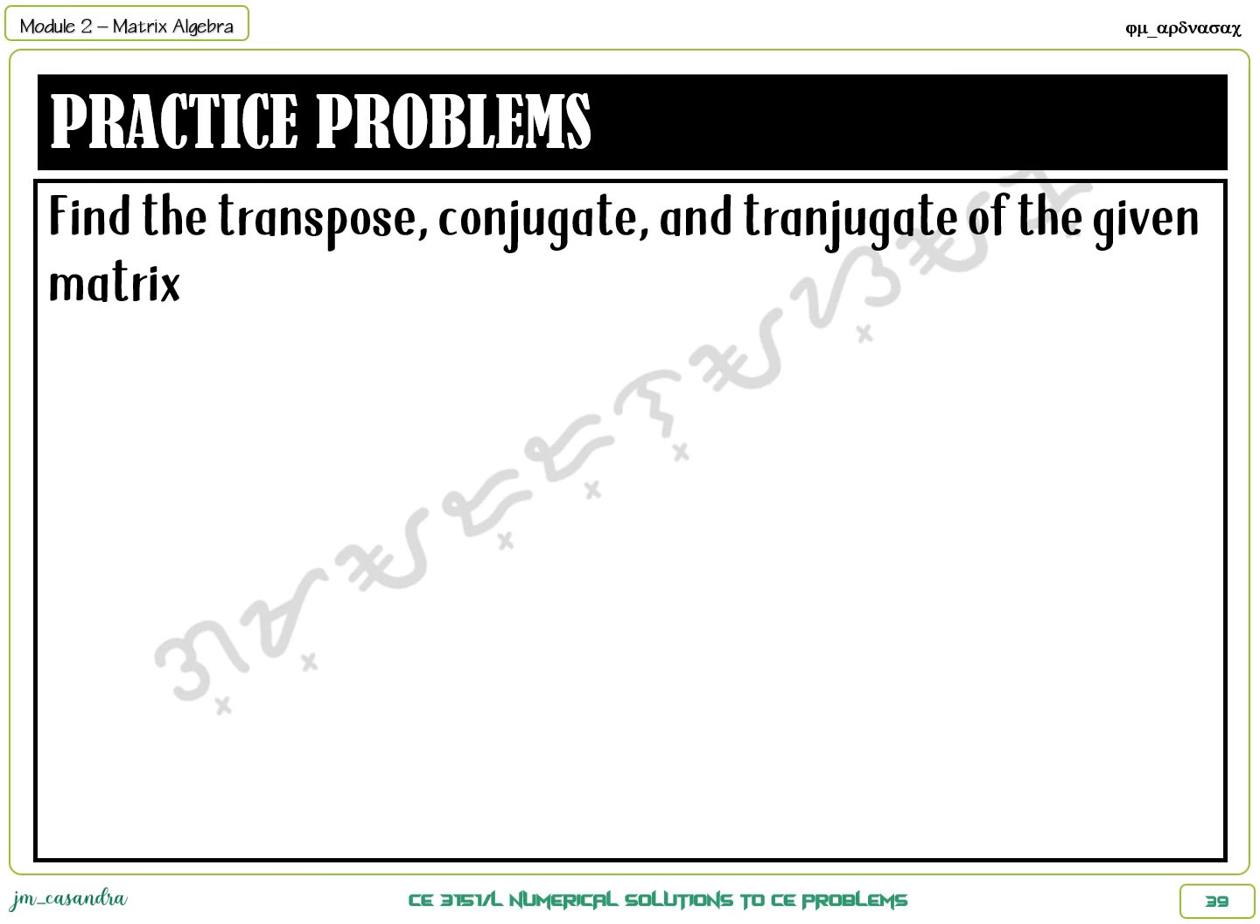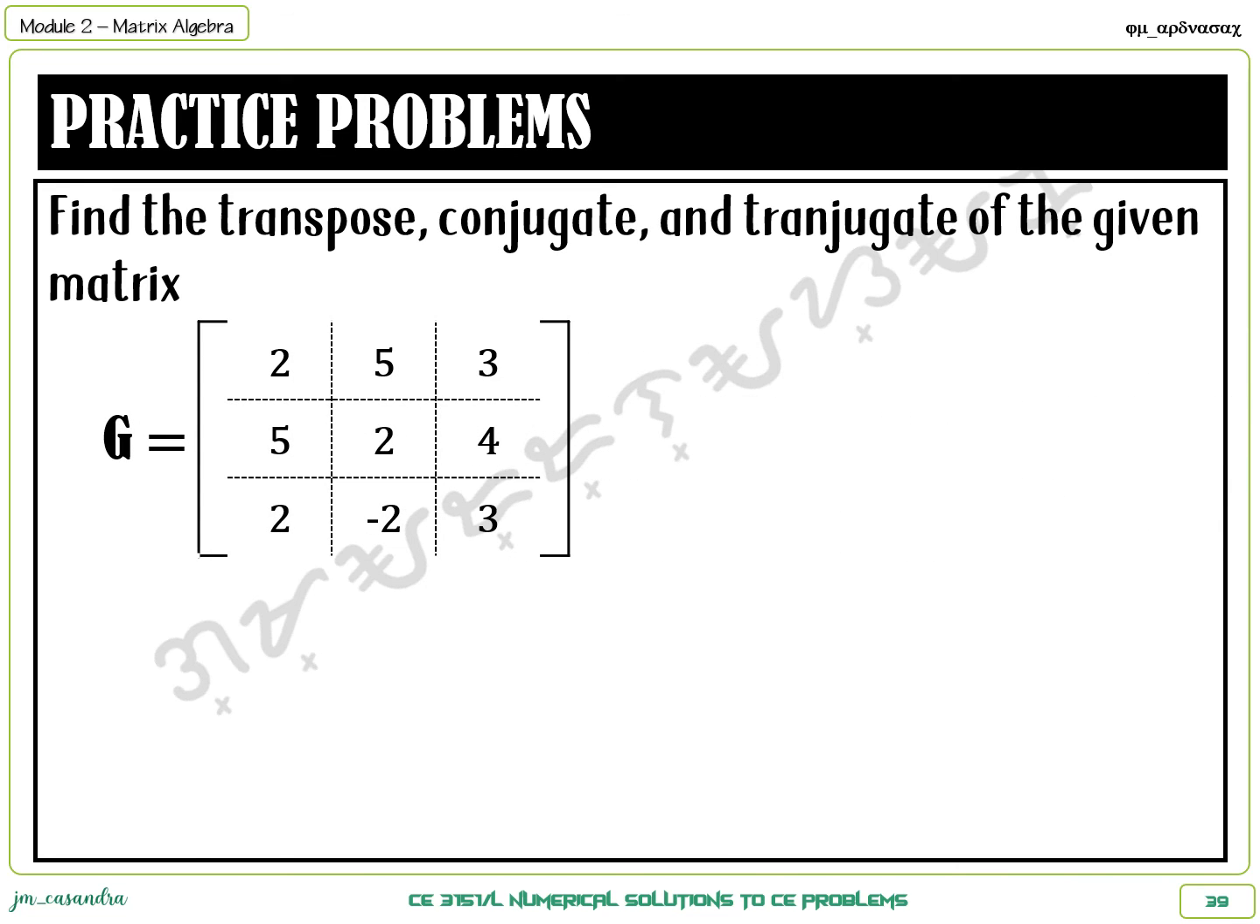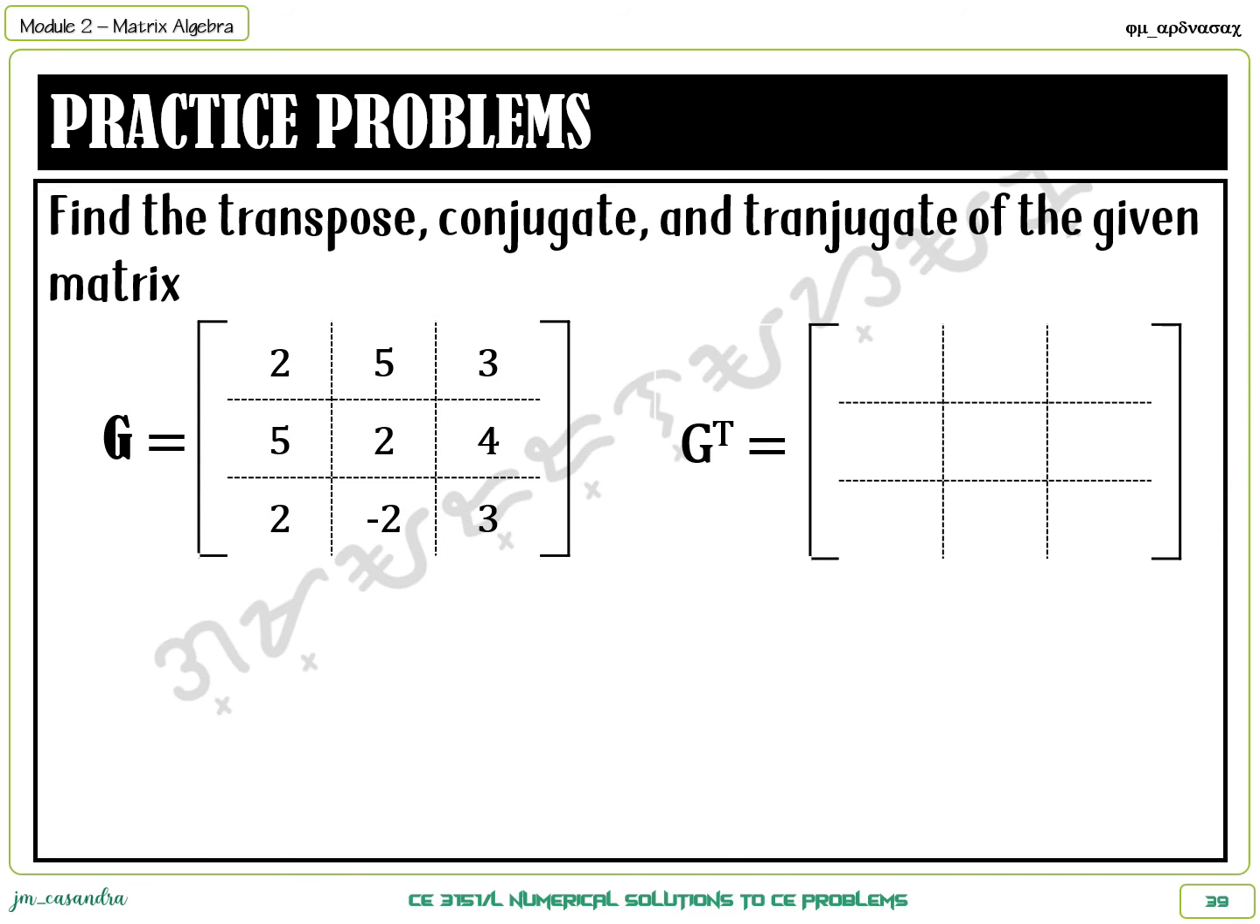Okay, let's have a practice problem. So find the transpose, conjugate and tranjugate of the given matrix. So given G with the following elements. So solve for the transpose, that is now equal to, let's start with the first row. So first row will now become the column. So that's 2, 5, 3.